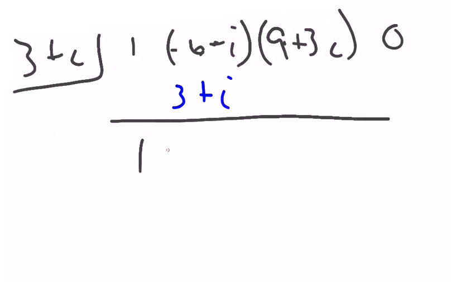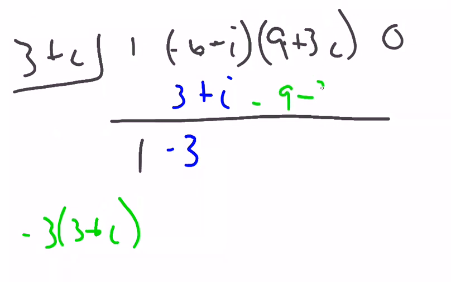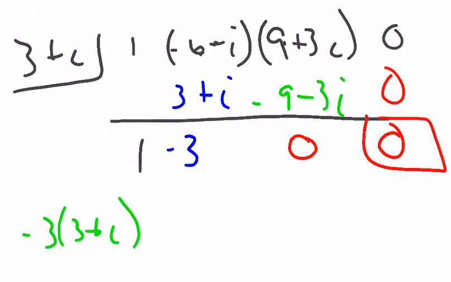And so we bring down the first number, multiply, we get 3 plus i, and then we add. So negative 6 plus 3 is a negative 3, negative i plus i is 0. Now we multiply, so negative 3 times 3 plus i. So that's a distributive rule. So negative 3 times 3 is a negative 9. Negative 3 times i is a negative 3i. But now we add. So 9 plus a negative 9 is 0. 3i plus a negative 3i is 0. And then we multiply. Well, anything times 0 is 0. Add, we get 0. So this is our remainder again. So we're left with x squared minus 3x.